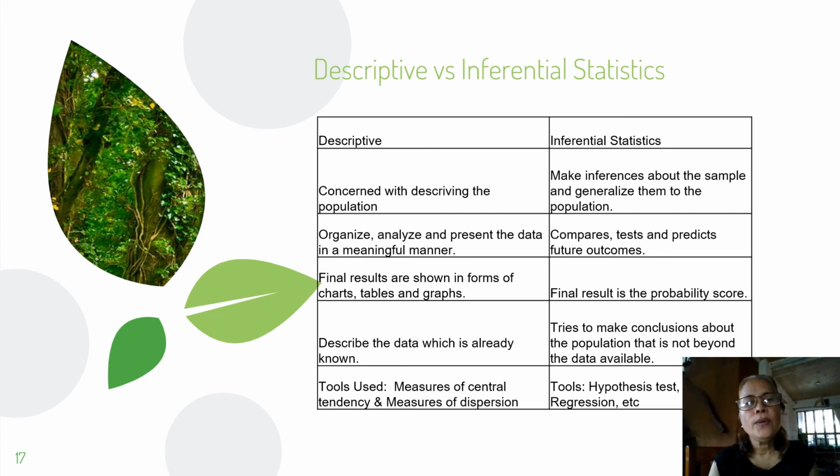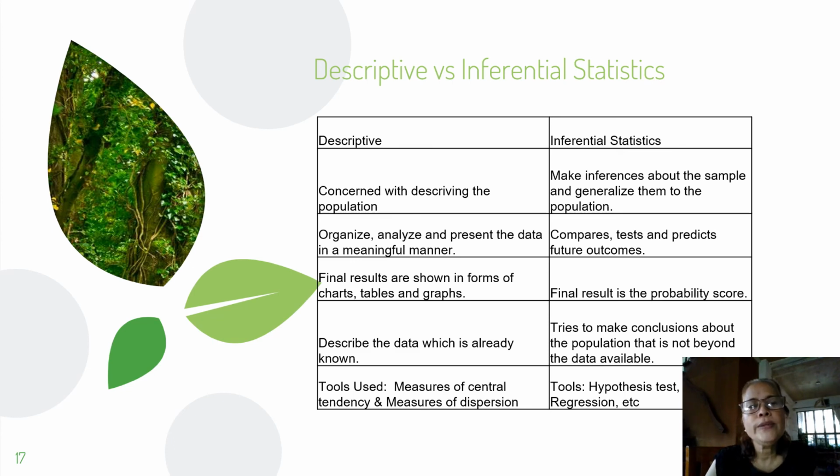Okay, so let's look at descriptive versus inferential statistics. Descriptive statistics is concerned with describing the population. It's also concerned with organizing, analyzing, and presenting the data in a meaningful manner. For descriptive statistics, the final results can be in forms of charts, tables, and graphs. Okay? And the data is known.